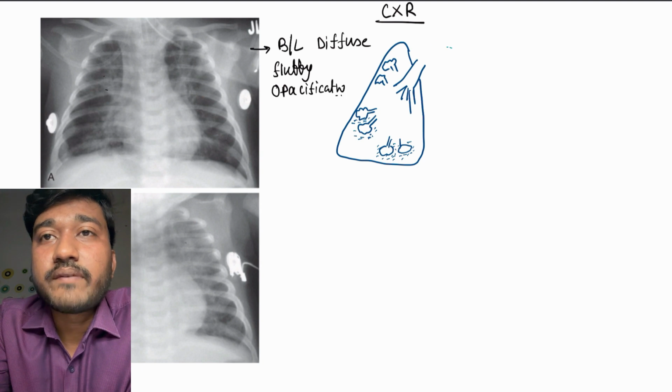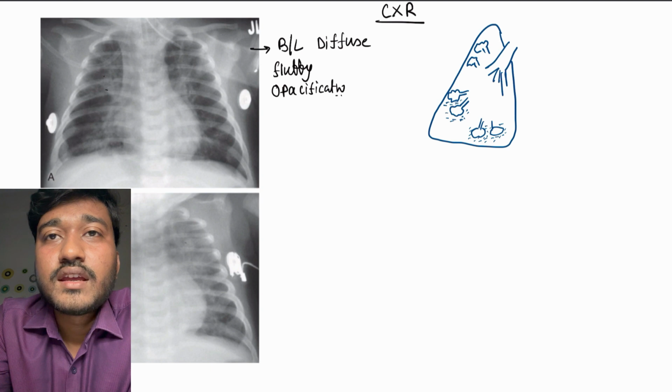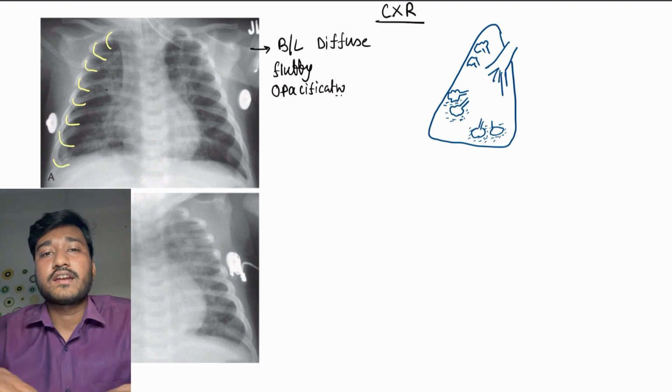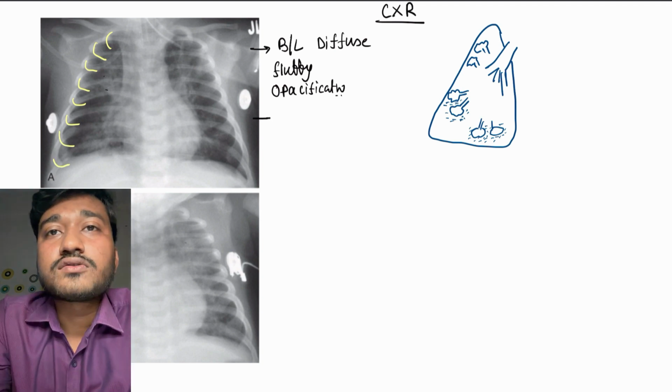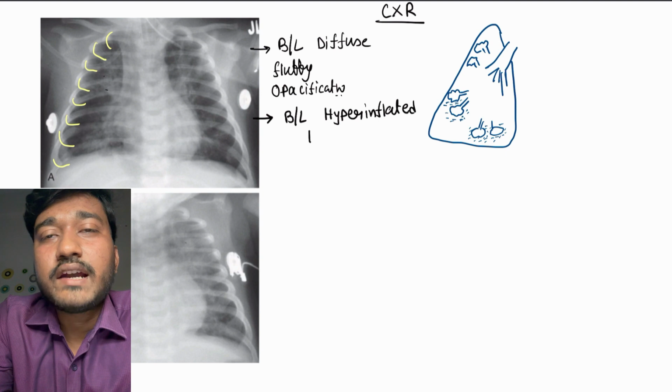Bilateral diffuse fluffy opacifications are present, and you can see that the dome of the diaphragm becomes flattened and goes down, and also 7 to 8 ribs you can count. So therefore there is bilateral hyperinflation of the lung field. Bilateral hyperinflation, that is, air trapping is happening.